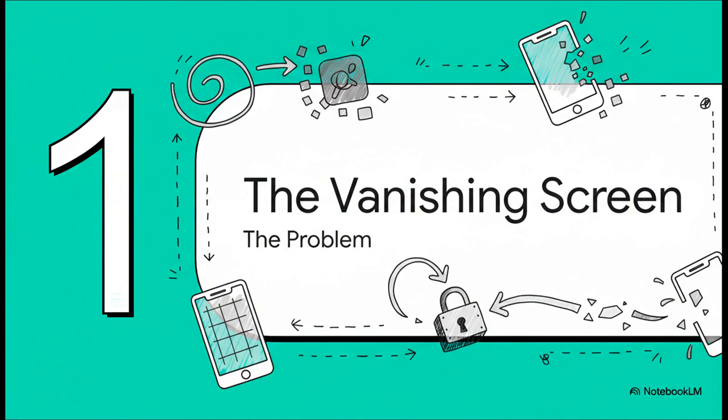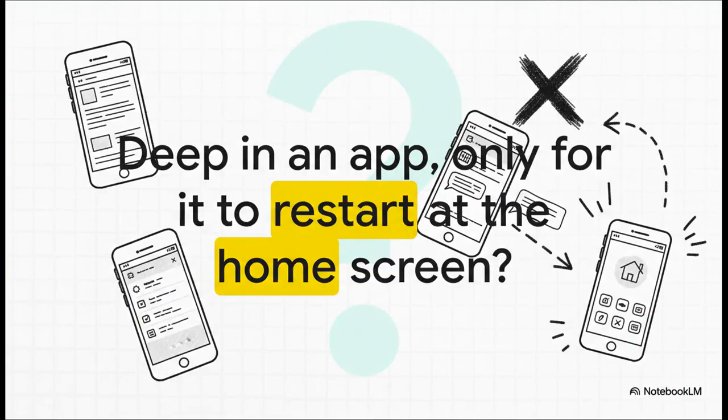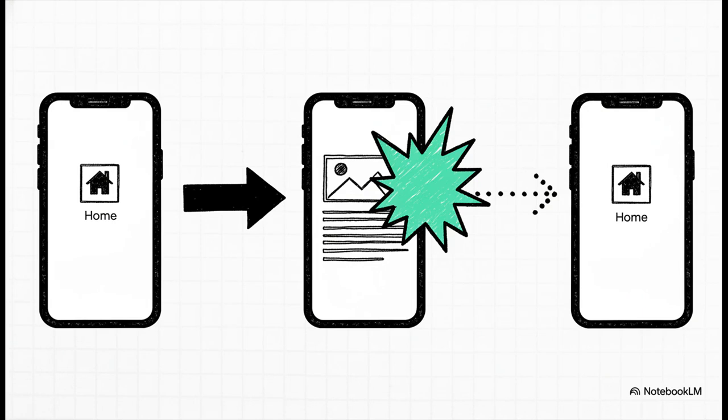I like to call it the vanishing screen problem, and I can pretty much guarantee you've run into this, both as a developer and just as a user. I mean, think about it. Have you ever been way deep in an app, maybe scrolling through an article or tweaking a setting, and you just quickly switch over to answer a text? When you come back, poof, the app has completely restarted. You're right back at the home screen. It's so jarring, right?